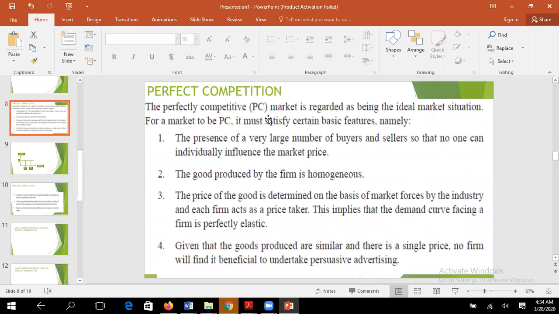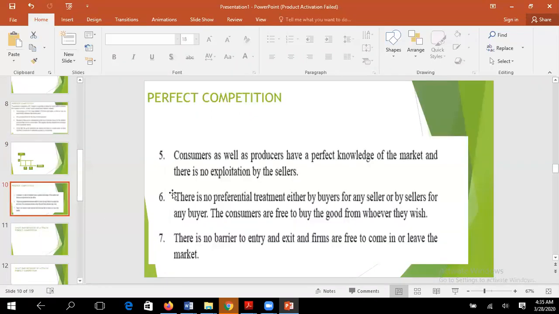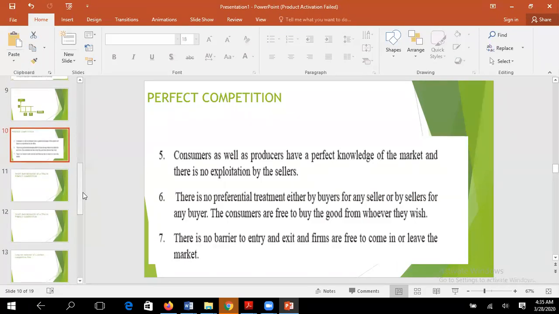So, recapitulation. When I give you this exam question, I ask for a few characteristics. The characteristics are quite simple. There are many buyers and sellers. All products are the same. Then, price taker, meaning I take the price in the market. Demand is perfectly elastic like this. Consumers as well as producers have perfect knowledge. All information is available in the market. No preference and no barrier to entry and exit. So these are the characteristics of perfect competition.